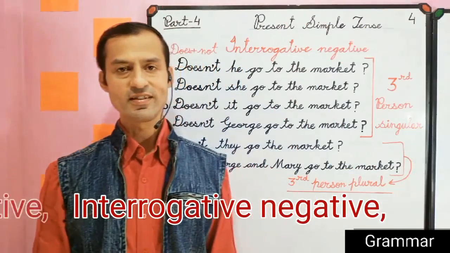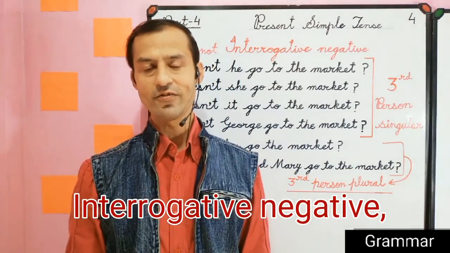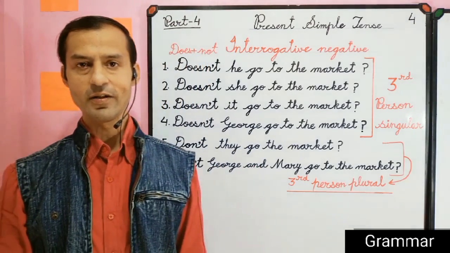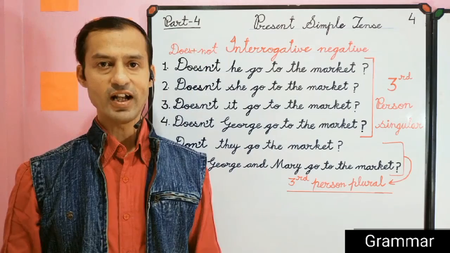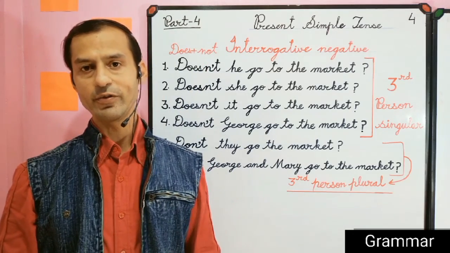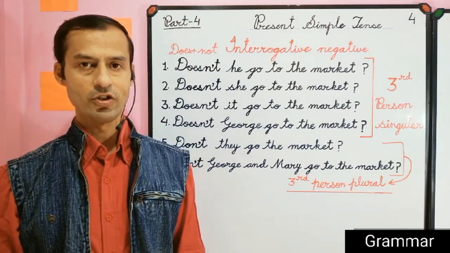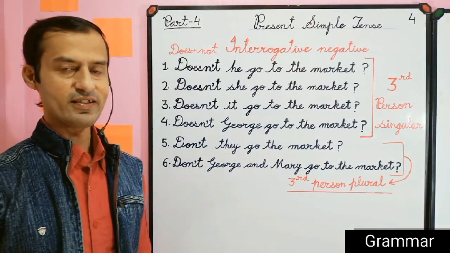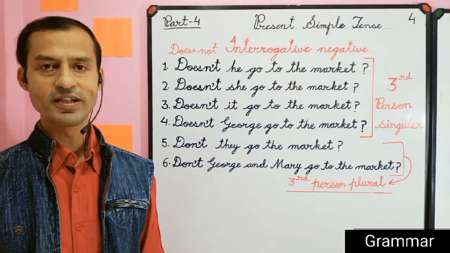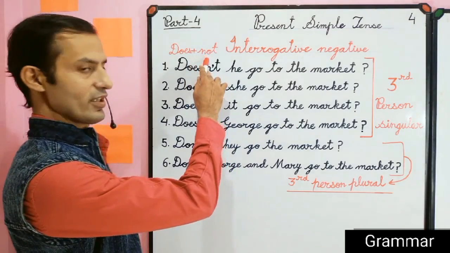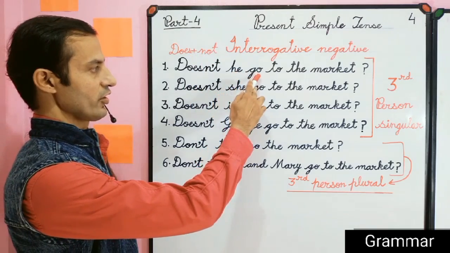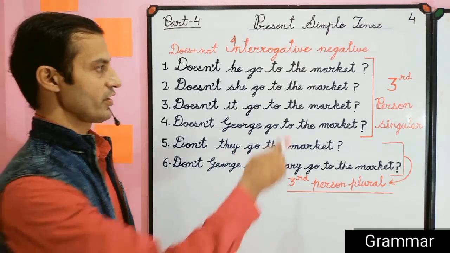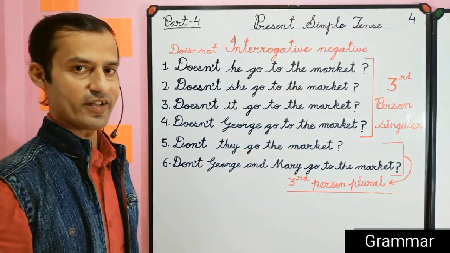And this is the interrogative negative sentence of present simple tense, because it shows the negativity and the question asked by us in a simple interrogative negative way. So here we see the first sentence, doesn't he go to the market? In this sentence, doesn't is the shortened form of does plus not, and he is the subject, and go is the first form of the verb as well as the base form of the verb too. And to the market is the prepositional phrase.